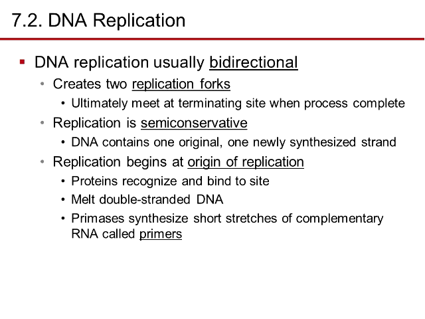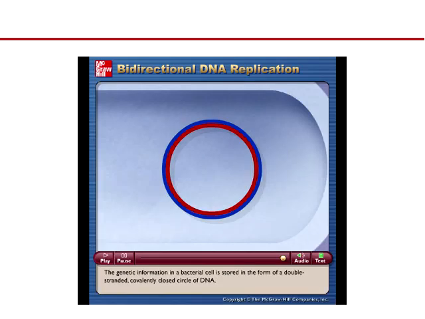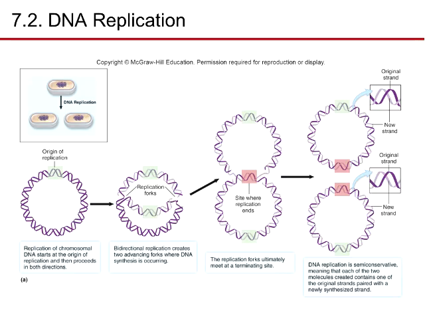So replication is semi-conservative. DNA contains one original, one newly synthesized strand, and replication begins at the origin of replication. So proteins recognize and bind to that origin of replication, and they melt that double-stranded DNA. The primases synthesize short stretches of complementary RNA called primers as they build this molecule. For bidirectional DNA replication there's a good video located there, and I suggest that you download that.